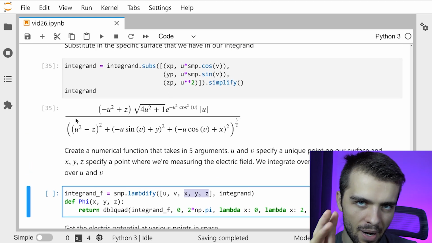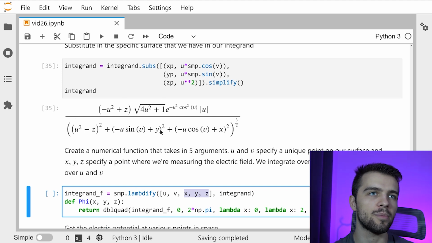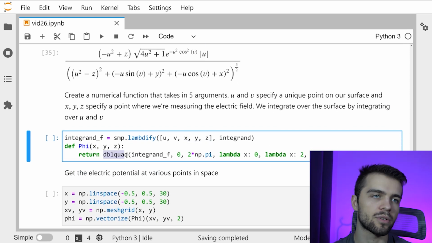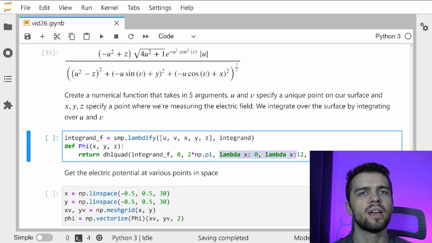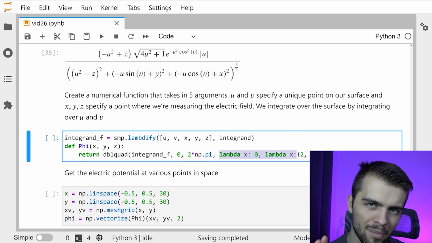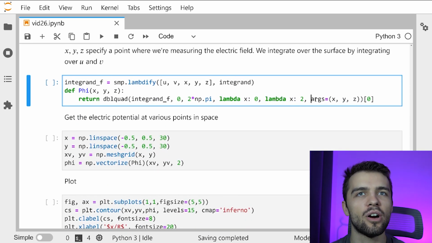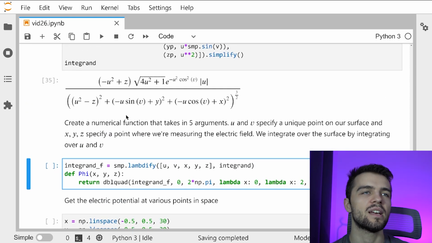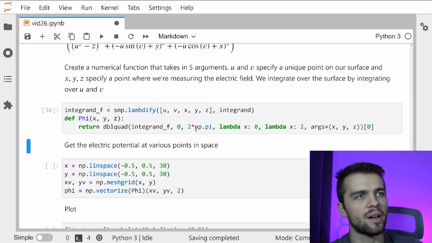We're turning the sympy expression into a numpy or Python function that takes in 5 variables and returns a number. And then for my phi here, now we have a double integral over u and v. Here are the bounds of v in this case, and here are the bounds of u. If you're not used to quad or double quad, make sure to check out my integration in scipy video. And then the additional arguments are x, y, and z, because that's the specific location in space where we're trying to find the potential. And so I can run this. Now I have my function.